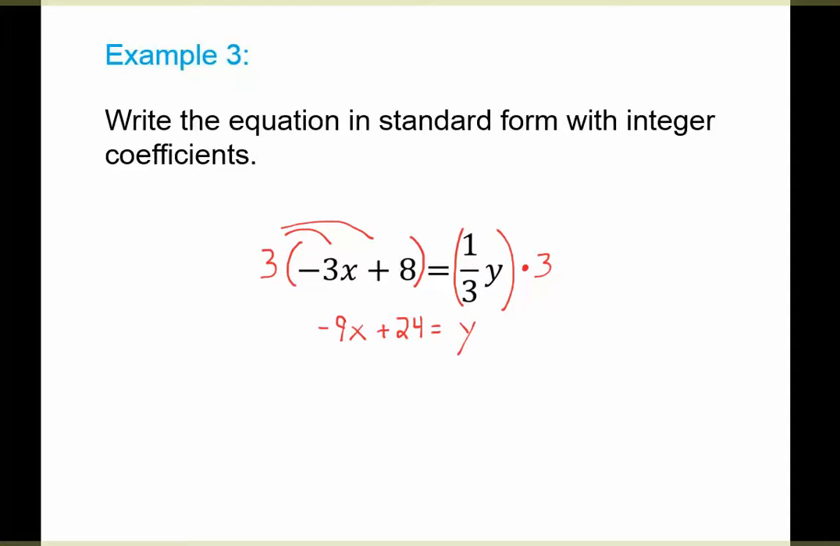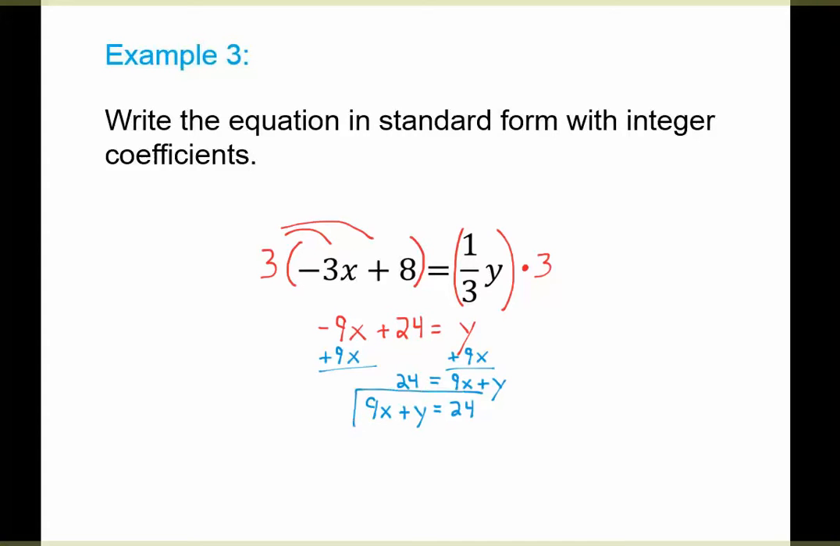Now we need to get x and y on the same side. And kind of like the last problem, I think the easiest way to do this is to add 9x. And when I do that, I'm going to get 24 all by itself on the left. And I'll have positive 9x. And since it's a positive y, we write plus y. Okay, and then I will mirror flip those so I can have my x's and y's on the left. 9x plus y equals 24.